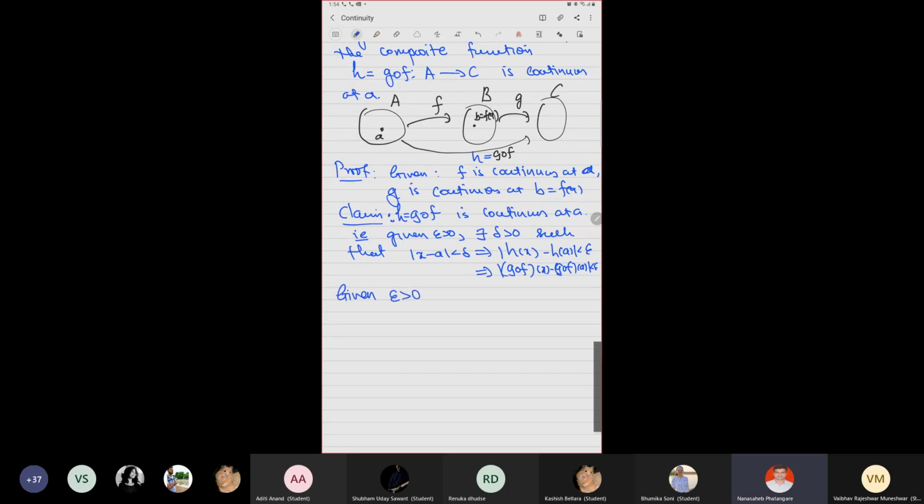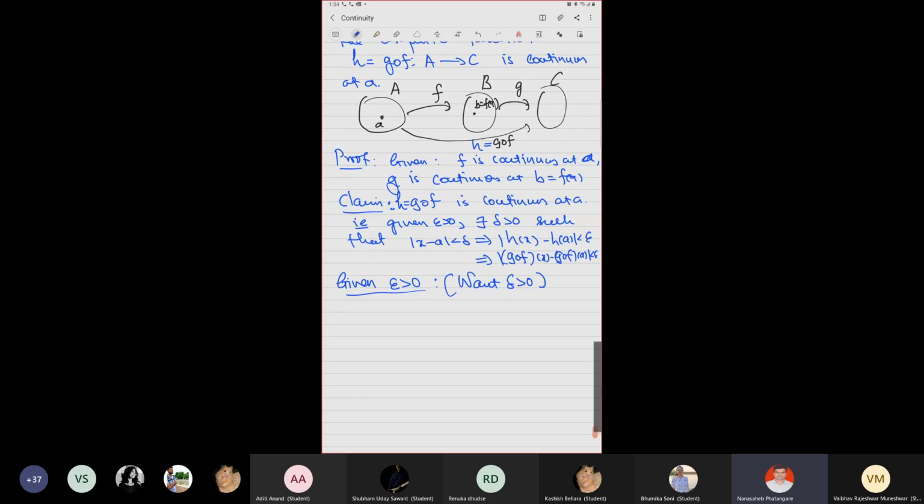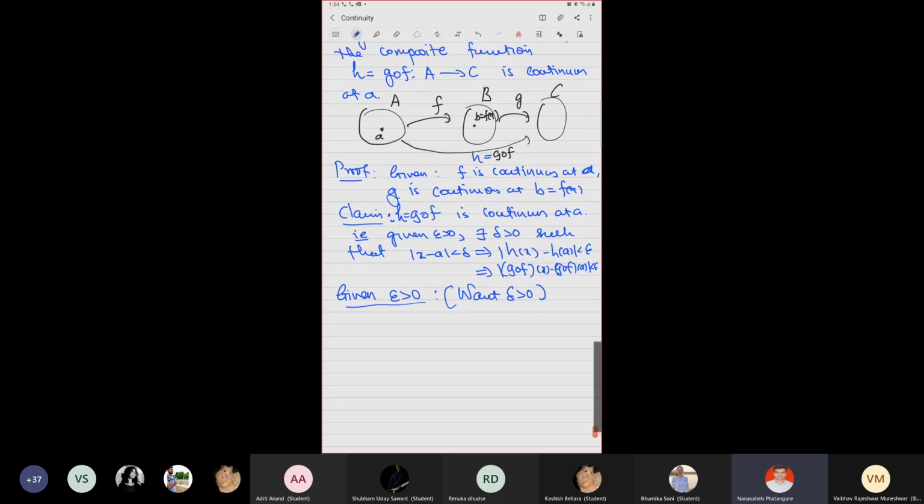Given epsilon. And now what is our aim? What we want is delta. Because for the composite function h, we want to prove that h is continuous at a. So given epsilon, we want to produce delta such that whenever the distance of x from a is less than delta, the distance of h(x) from h(a) is less than epsilon.